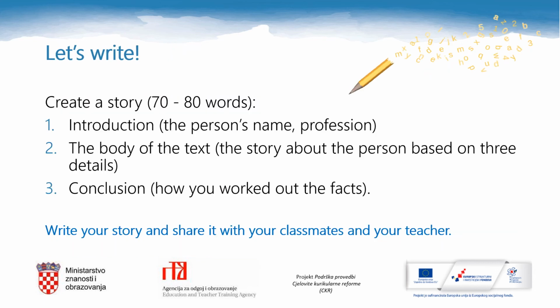Let's write. Now that you have all the details, you are ready to write your story. Create your story. Let it be 70 to 80 words long, not longer. In the first part, write the person's name, profession, a few details about the background. Then in the body of the text, in the middle part, tell the story about that person based on the 3 details from your list. In the last part of your story, there's your conclusion, how you worked out the facts. Write your story and share it with your classmates and your teacher.